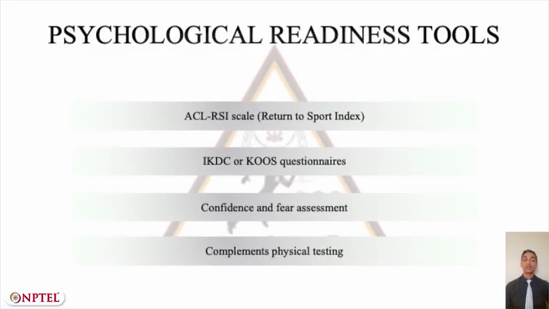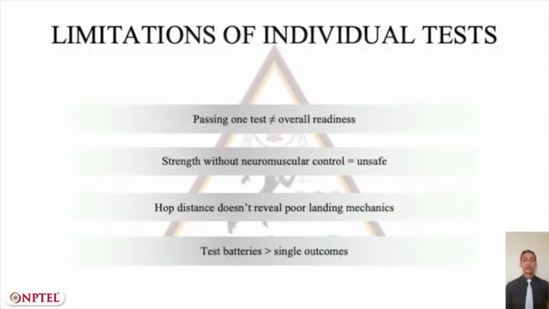Combining psychological tools with physical testing ensures a more holistic assessment. No single test can fully capture an athlete's readiness to return to play. For example, an athlete may pass a hop distance test but show unsafe landing patterns. Similarly, strength symmetry alone does not guarantee neuromuscular control. An athlete may score well on the psychological test but not perform well in the physical test. The individual needs to be ready both physically and psychologically to make a successful return to play.